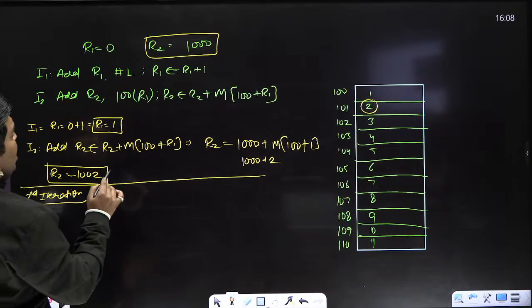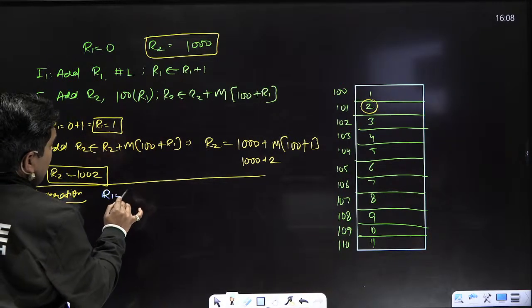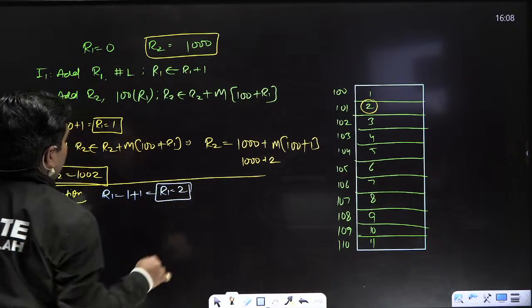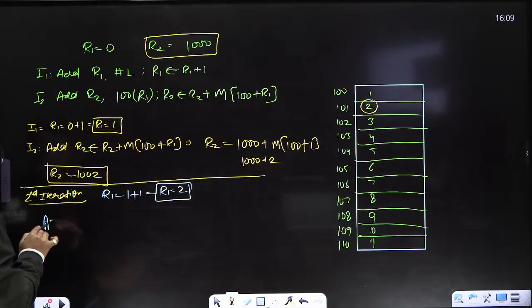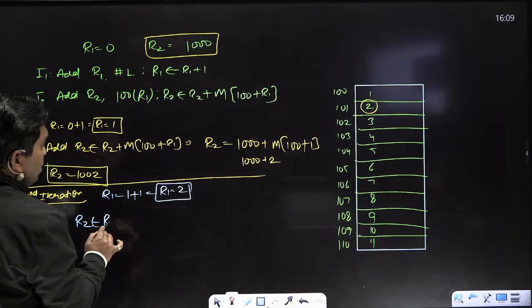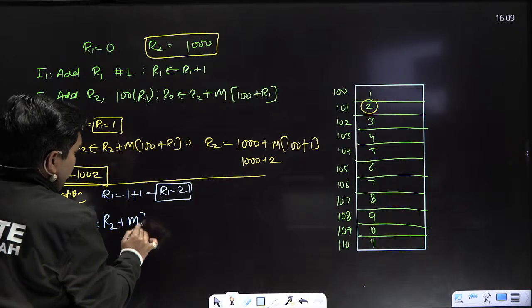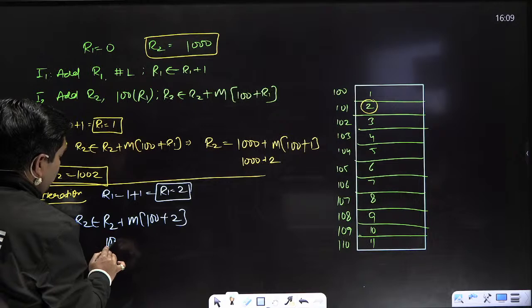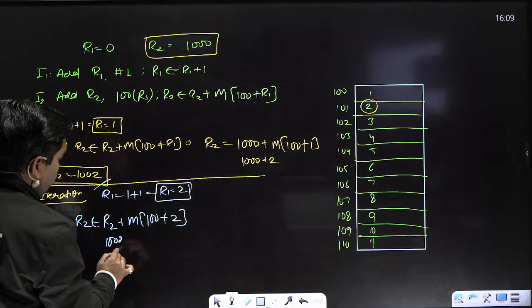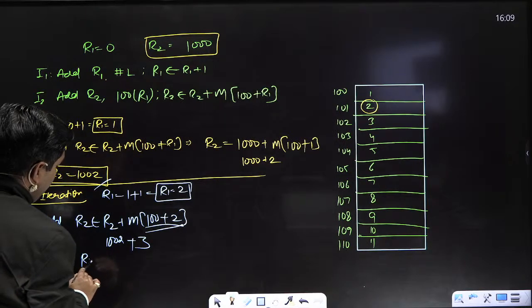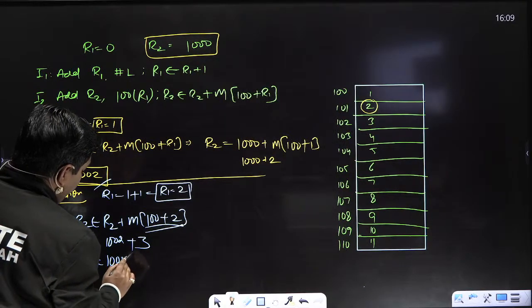Second iteration, R1 plus 1. Now R1 becomes 1 plus 1, so R1 becomes 2, my dear. Now add in R2: R2 plus M of 100 plus R1. Mean to say R2 is 1002. 102 having the value 3, then you will get in R2 1005.